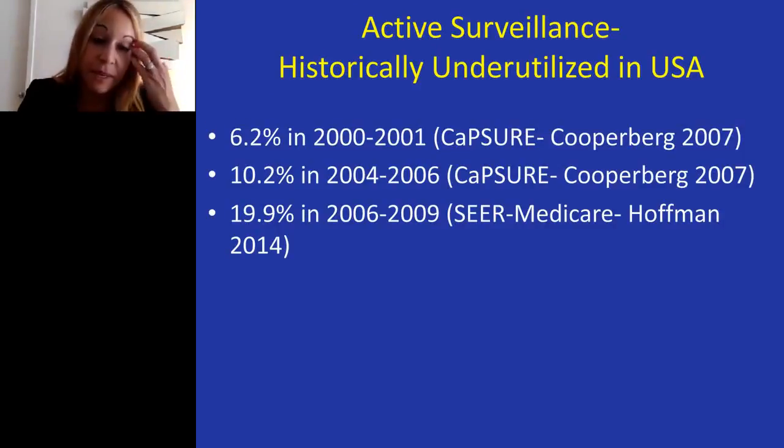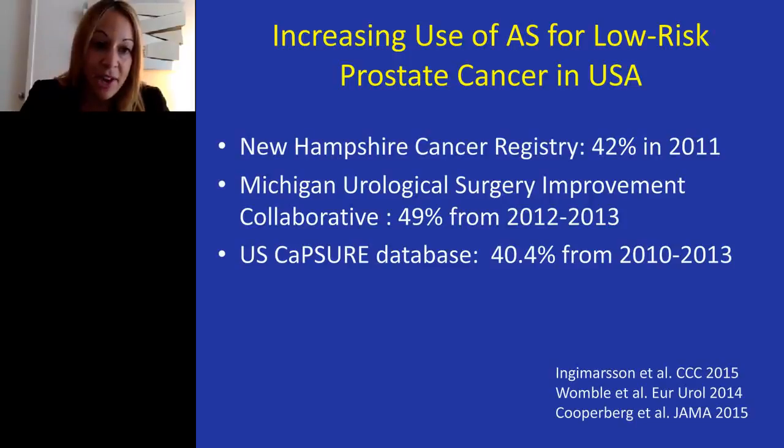As you can see from these statistics, up until even 2009 across the United States, less than 20% of low-risk patients were receiving active surveillance. But this has started to change. In fact, there are a few recent studies from different parts of the United States showing 40 to 50% of low-risk patients now are receiving active surveillance. So actually, we're doing a much better job of reducing the overtreatment of prostate cancer.